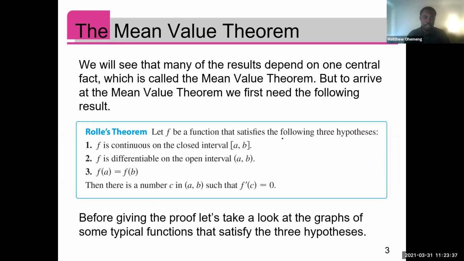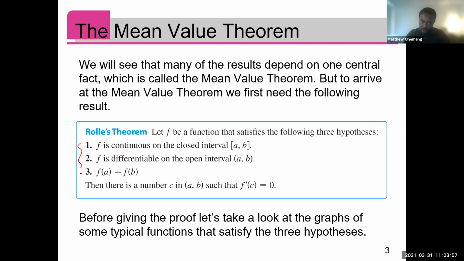The three hypotheses. The first thing is the function is continuous on the closed interval [a, b]. Second, the function is differentiable on the open interval a to b. Now the third condition is the value of the function at a is equal to the value of the function at b. That means the values of the function at the endpoints are also the same.